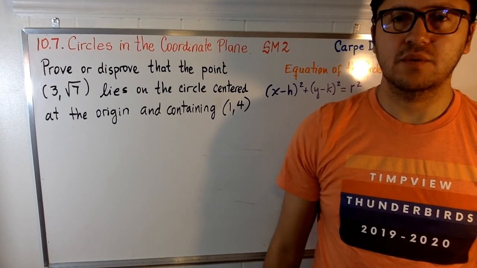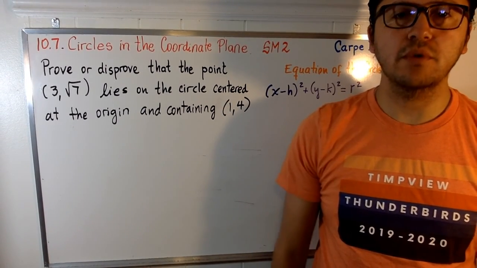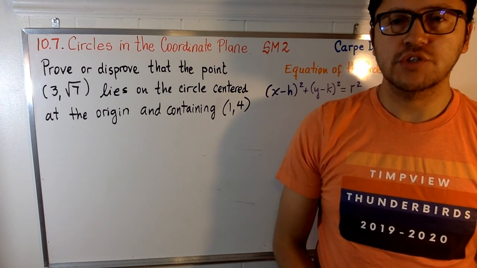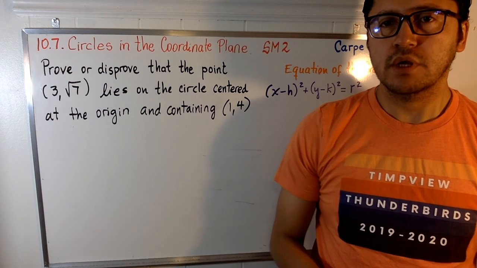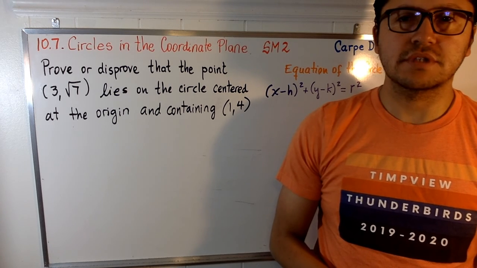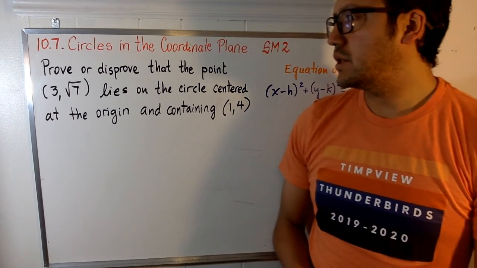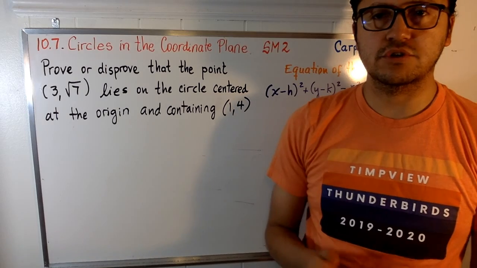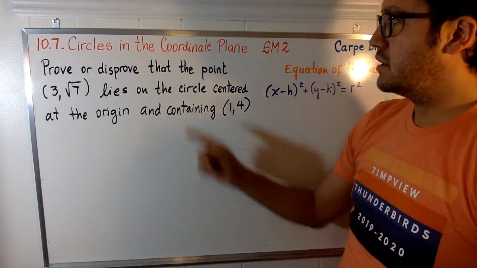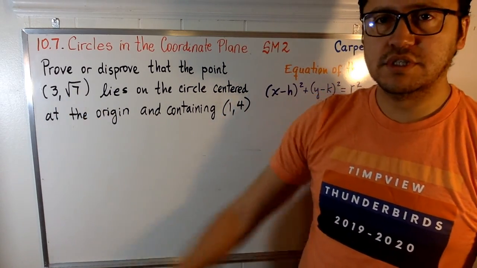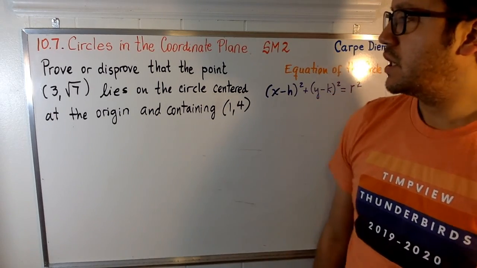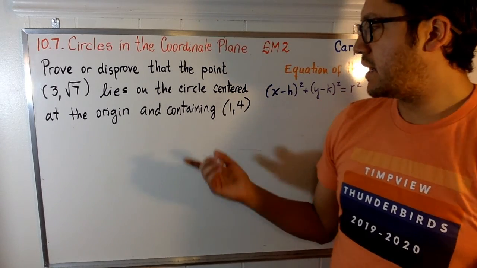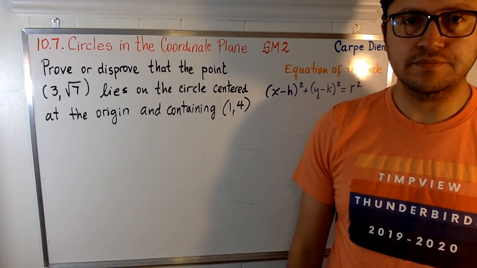Hello guys, we continue now with a second example for our section 10.7. We're talking about circles in the coordinate plane, and this time the exercise goes like this. We need to prove or disprove, whether it's true or false, that the point (3, root 7) lies on the circle that is centered at the origin and contains the point (1, 4).